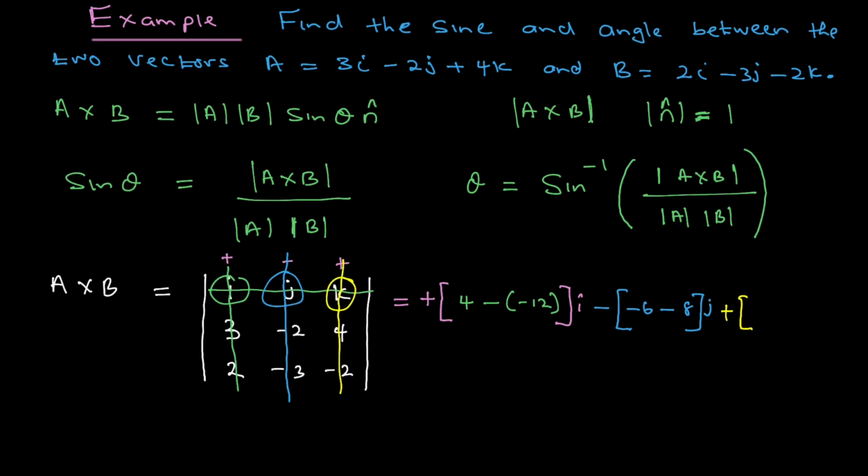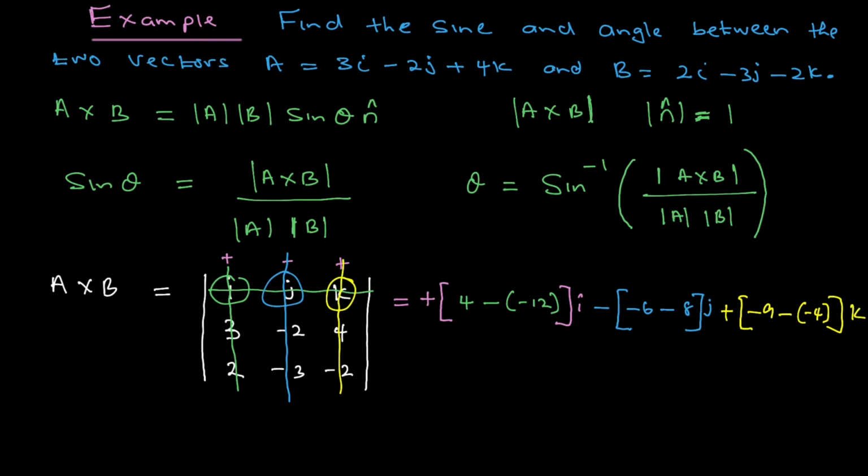And now I'm going to do minus 3 times 3, that's minus 9, minus 2 times minus 2, that's minus 4. Close bracket, square bracket, and I stick K there. And that's it. And that's what we need to do.